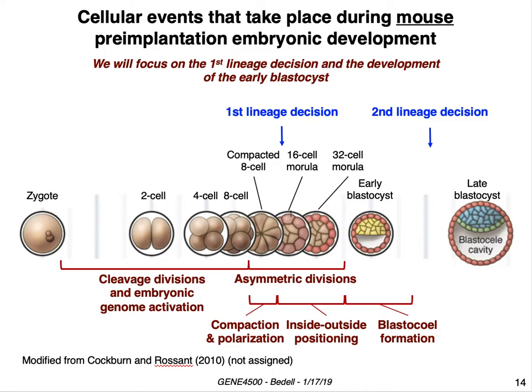Okay, so what's happening with this compaction? If it doesn't compact, you don't get viable embryos. You don't get that first lineage decision. You don't get blastocysts. You don't get hatching.